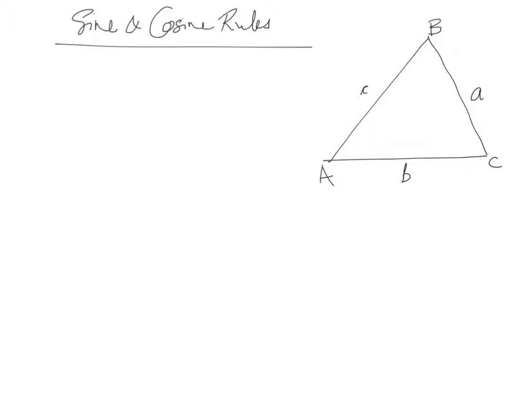Hi, in this last session of trigonometry chapter, we will derive sine rule and cosine rule for a typical triangle. Now let us look at this triangle ABC, whose vertices are given by capital A, capital B and capital C, and the sides are given by small letters a, b and c.